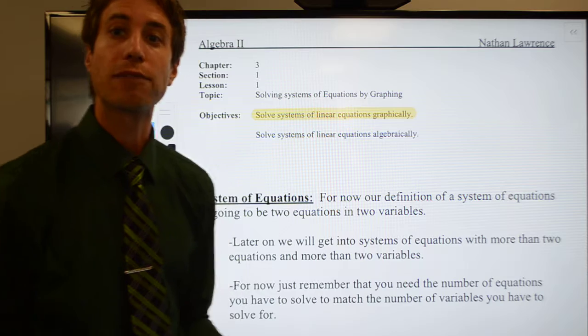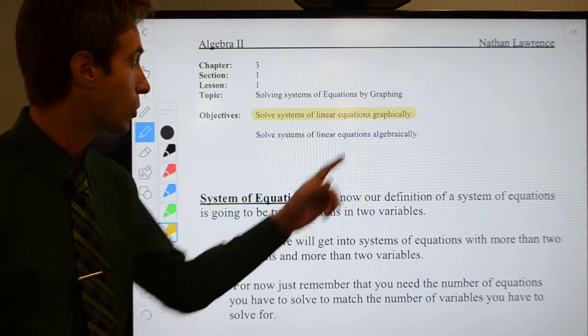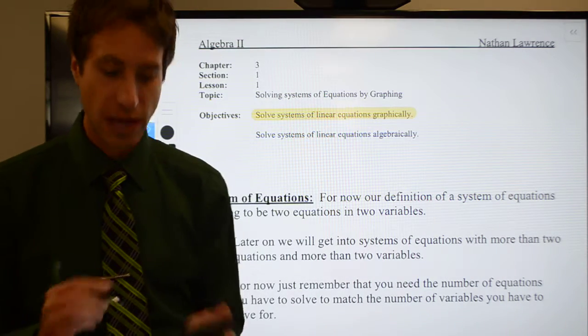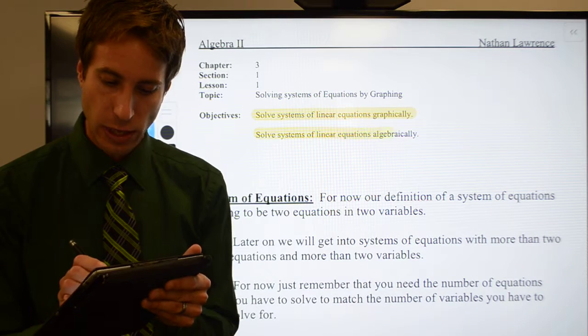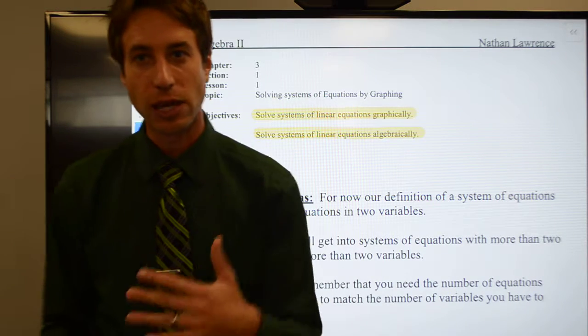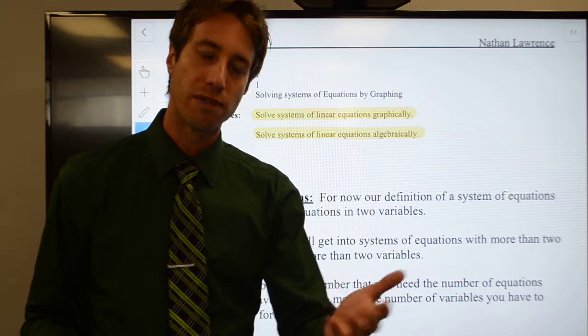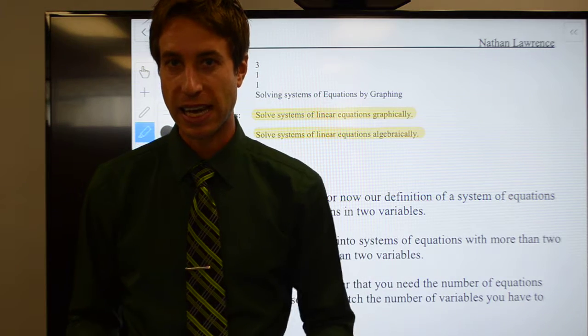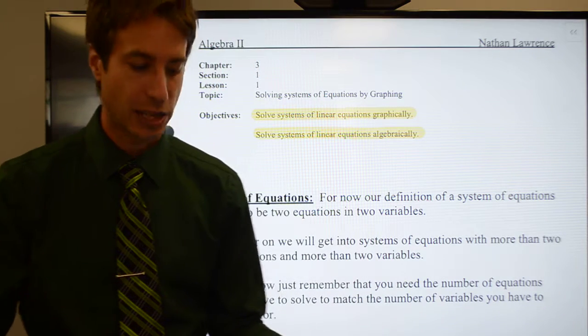And then after we do the graphical solutions, we'll take a look at how you solve systems of linear equations algebraically. There's a couple of methods that we're going to want to review that you would have learned in Algebra 1. So let's just jump right into it.